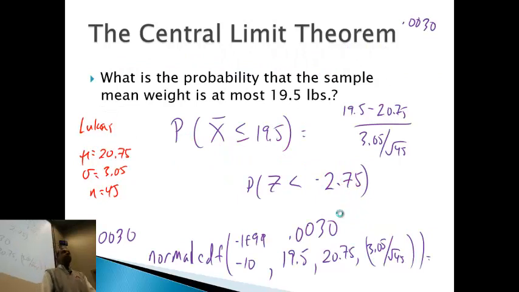You get about 100%. Okay? And if you look at your notes, it should make sense. In part A, we're saying at least 21.3 pounds. Part B is between 19.5 and 21.3. And part C is less than 19.5 pounds. So that covers the whole gamut.